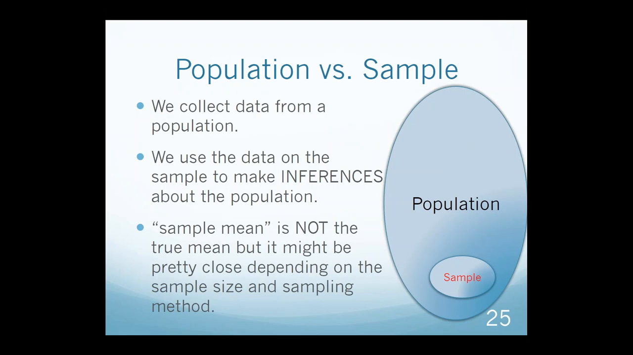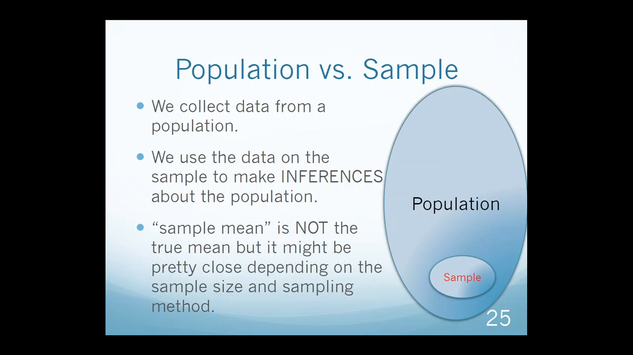So what is the difference between population and sample? We collect data from a sample, which comes from our population, but we cannot collect everything from the population. We have to sample it, right? And we want to use the sample to make inferences about the population. So it is impossible and not necessary to collect all data from the population, but I should collect a sample so good that it reflects the population, right?